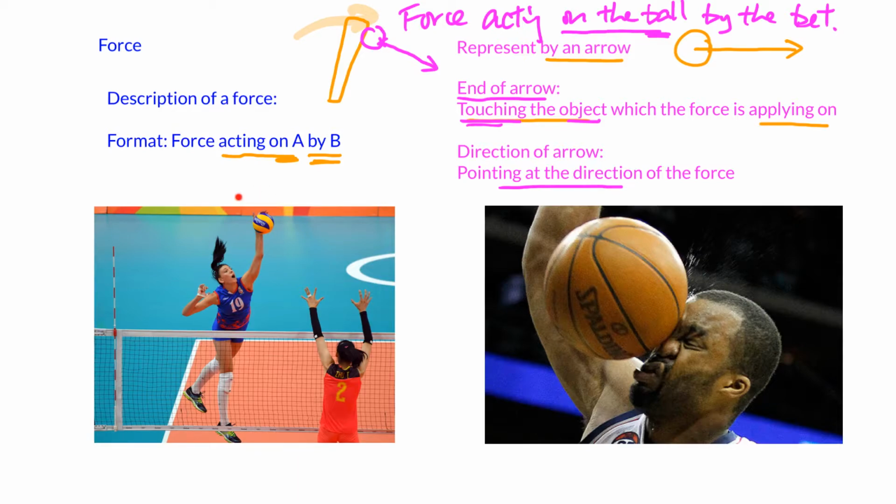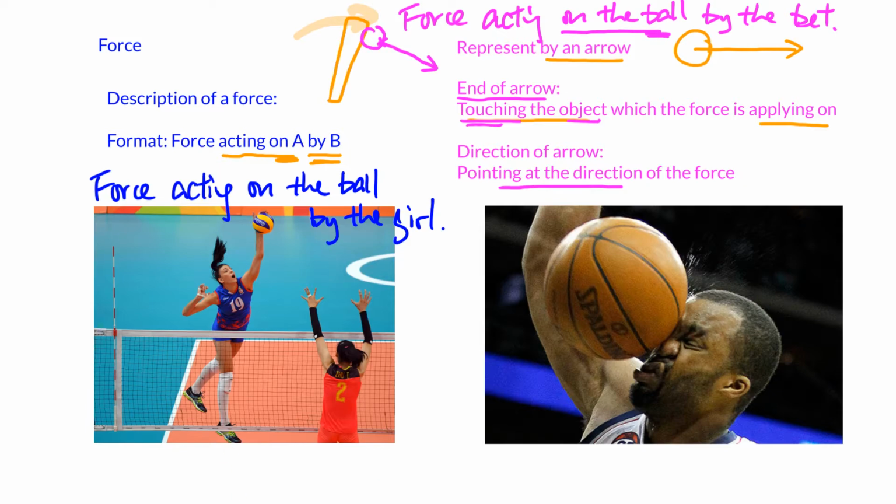Say for example in this case, a volleyball player, she's doing the spike. So actually the ball is hit by the girl. So we'll say that force adding on the ball by the girl. Because she tried to make the ball go to the opponent's side, the force has to be falling right here, on the other court. So you'll find that the arrow will touch the ball, and then go in this direction.